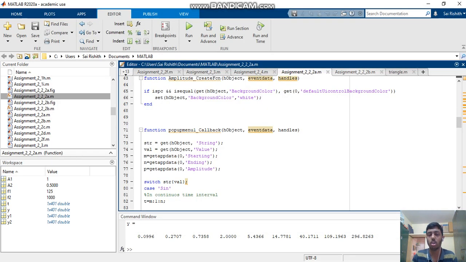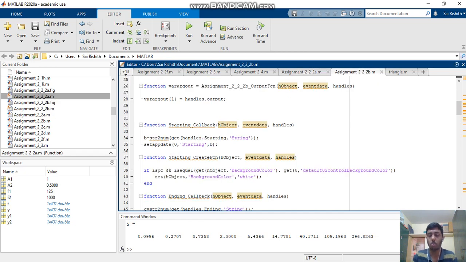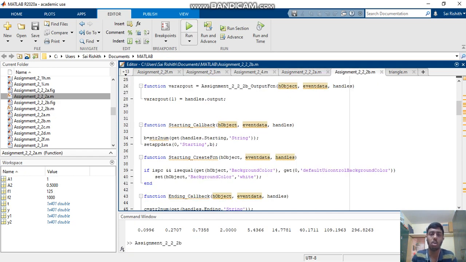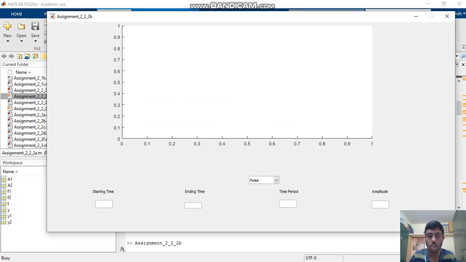So this is for the first part. The second part is the periodic waveform. Here I am giving the time period. Now I am giving a starting time of -3 and an ending time of 5, time period as 2, amplitude as 3. Now I'll need the pulse graph.